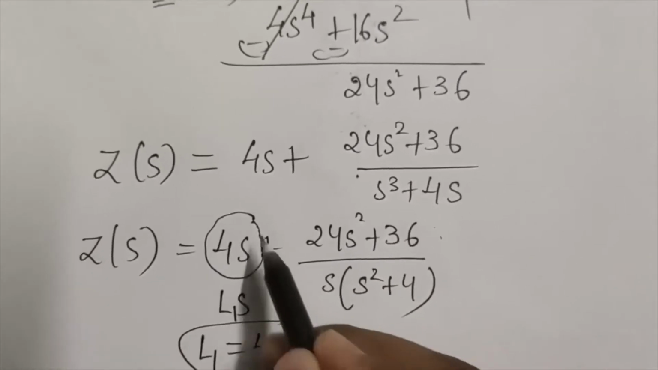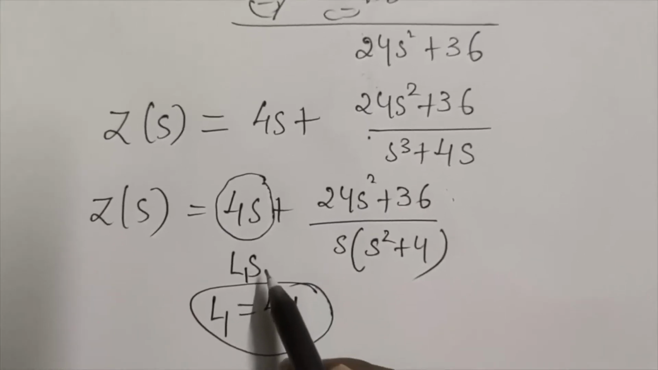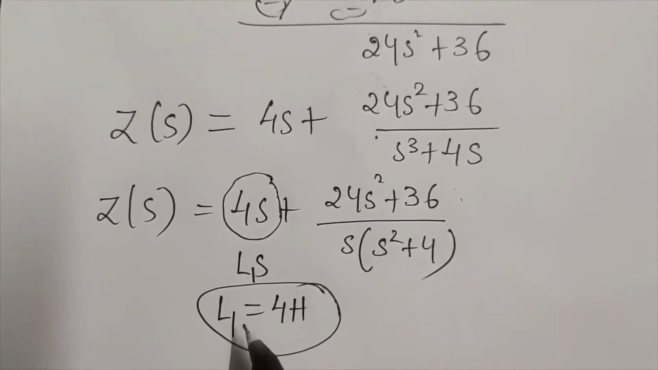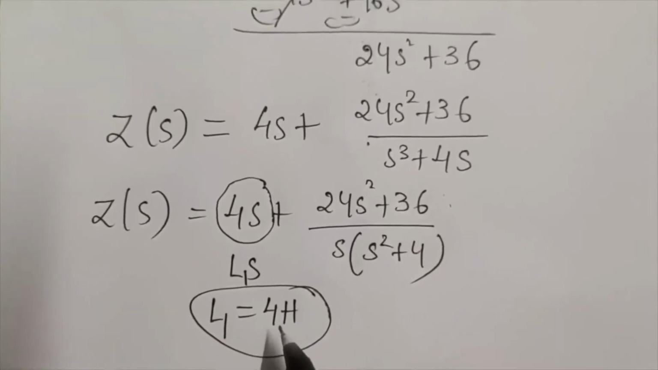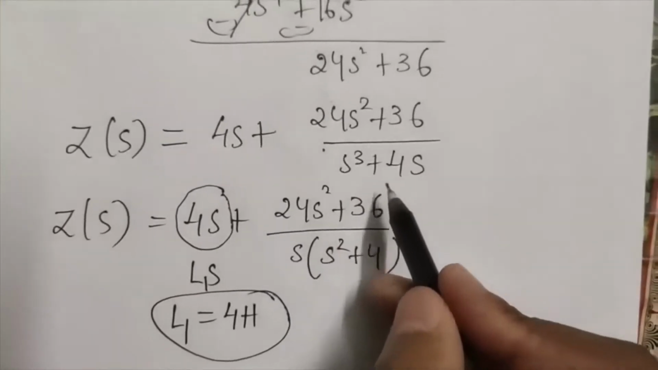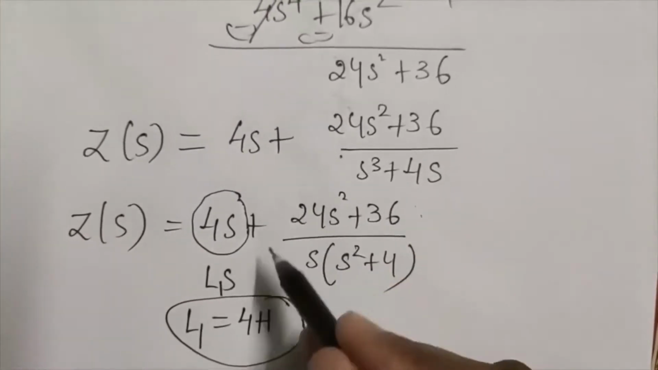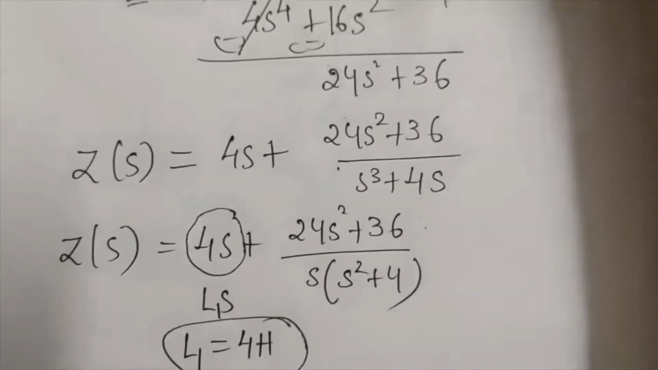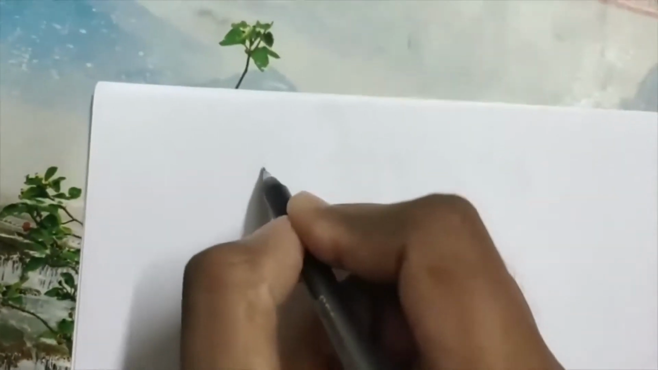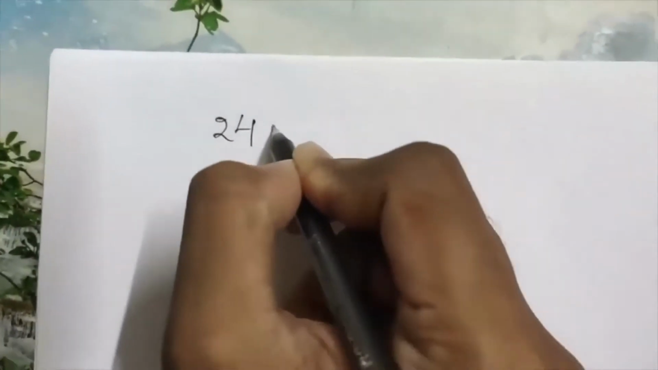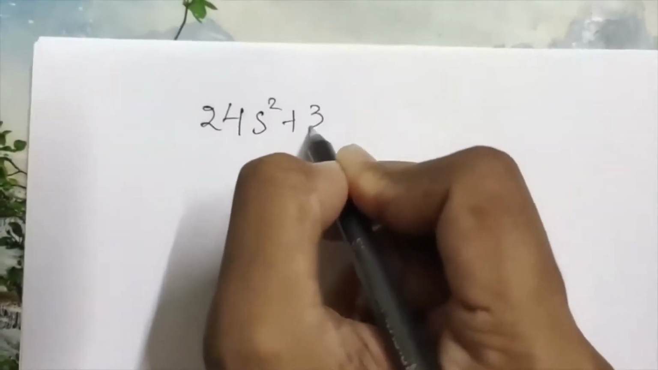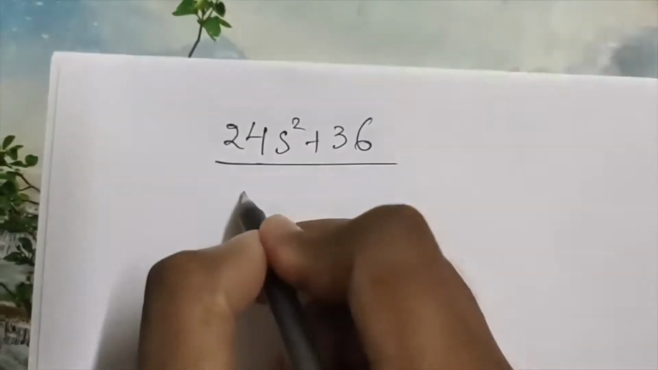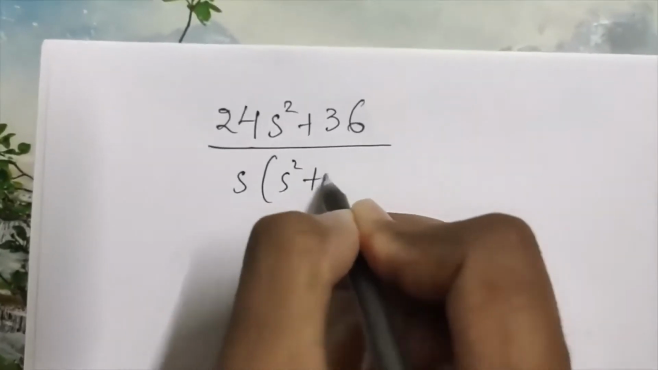So the first term is in the form of Ls. So the first term is an inductor. So L1 is equal to 4 henries. So I have to apply partial fractions to this second term. So on applying partial fractions to the second term, that is 24S squared plus 36 divided by S into S squared plus 4.